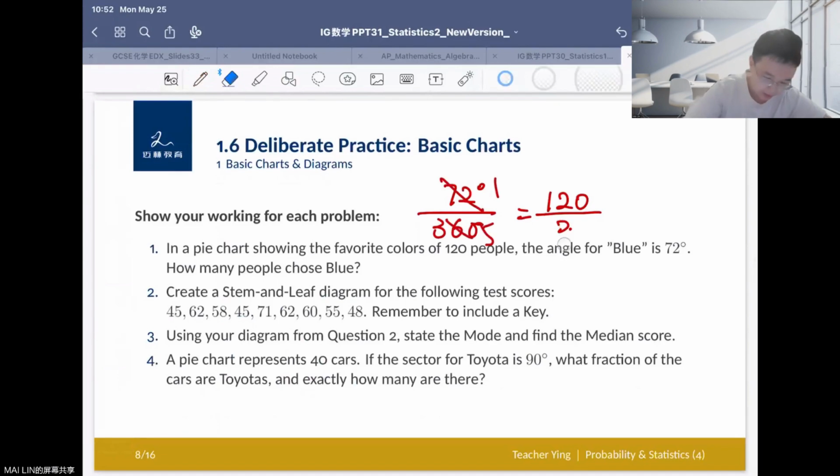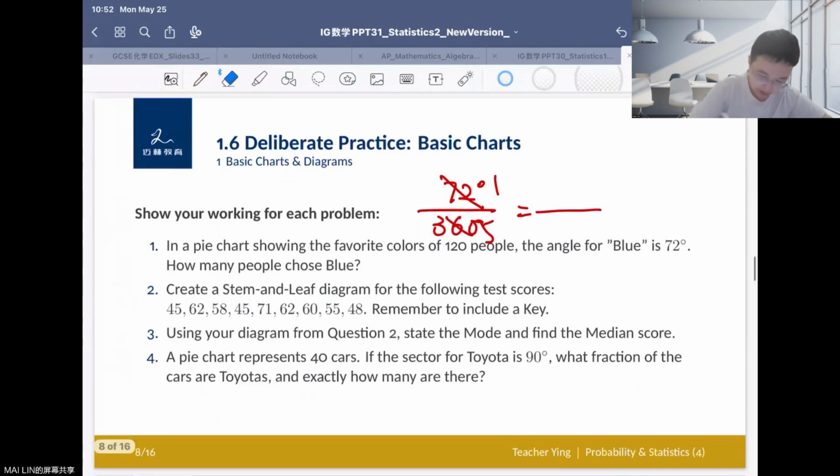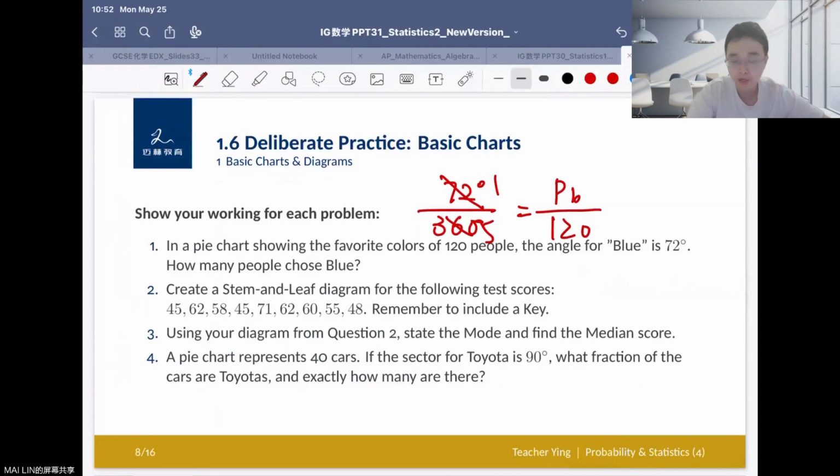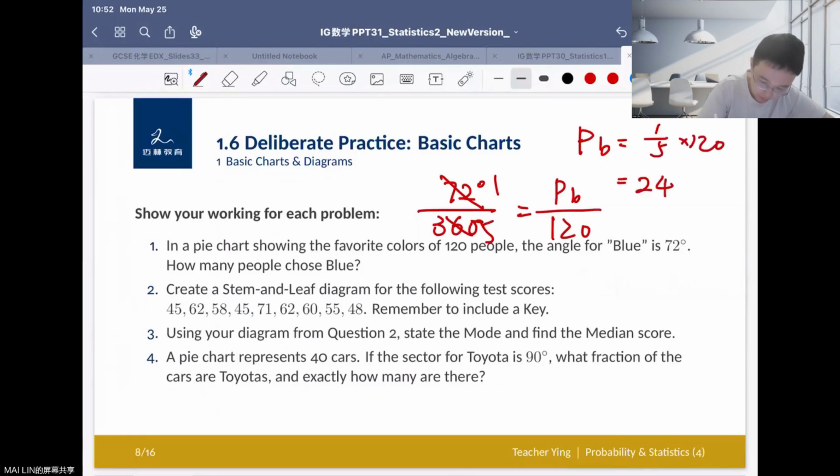Oh, sorry, here 120 is the total number of people, right? And this is the number of people for blue, right? So the number of people for blue over 120 equals 1 over 5. We can say the number of people who choose blue is 1 over 5 times 120, which equals 24 people, okay? So in the first problem, 24 people choose blue. That is for problem 1.